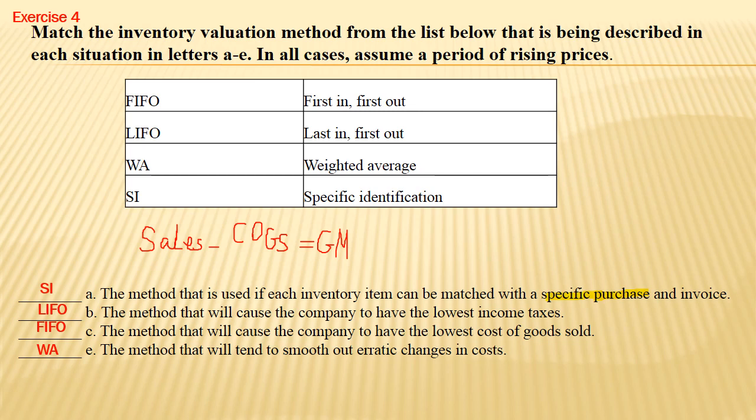By erratic changes I mean the irregular changes. So it's going to be the weighted average, since in the weighted average method we just calculate the average cost for different items. It's called the weighted average method, or sometimes the average cost method. So this exercise is like a brief summary for the different inventory costing methods we have taken: FIFO, LIFO, weighted average, and specific identification.